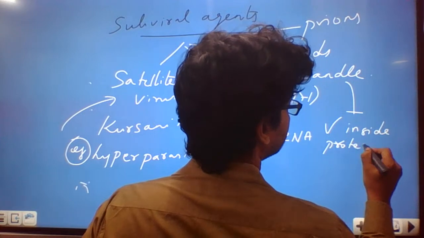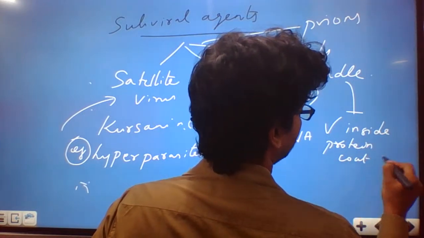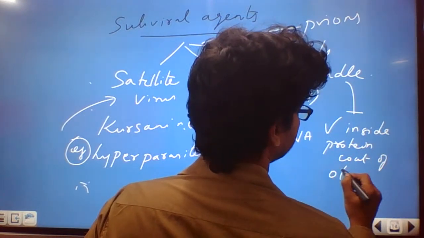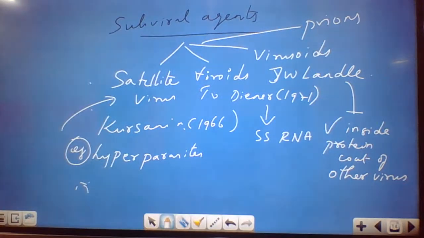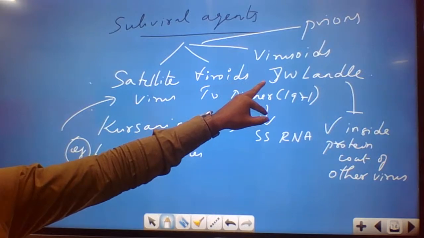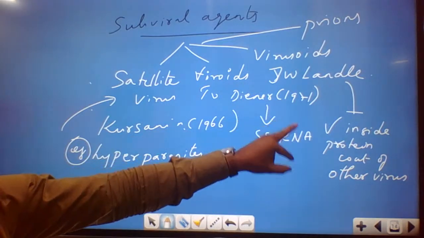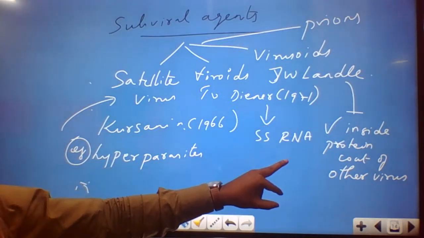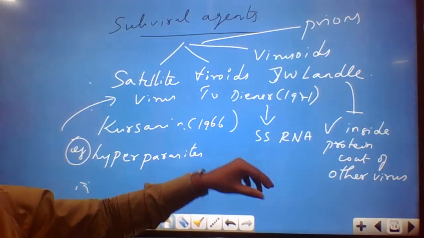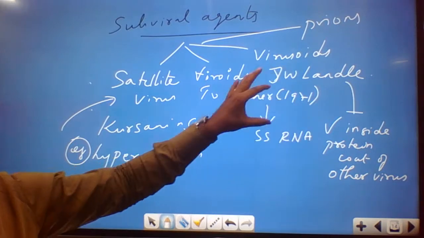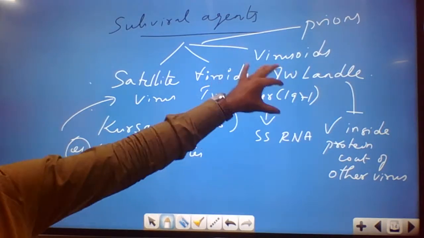It's present already, inside. So virusoids, proposed by J.W. Landl, are present inside the protein coat of the other viruses, and this is necessary for the replication of the larger RNA. It will be facilitating the true viral particles.